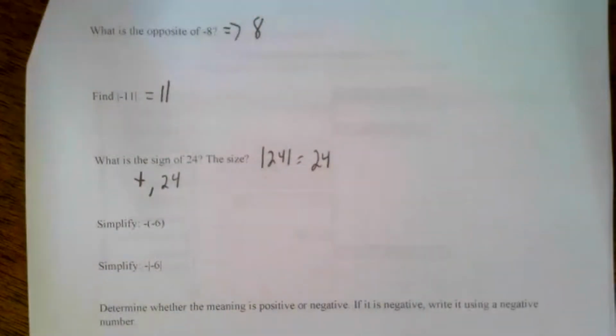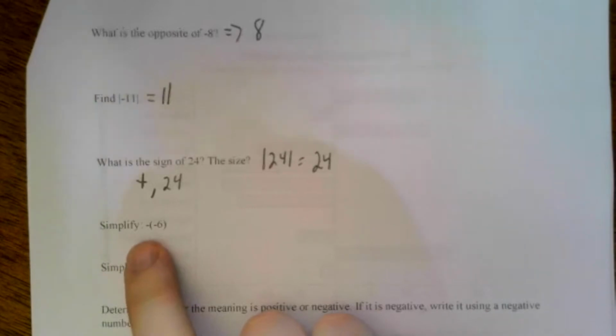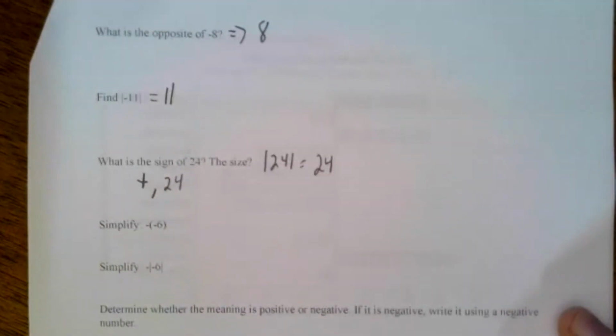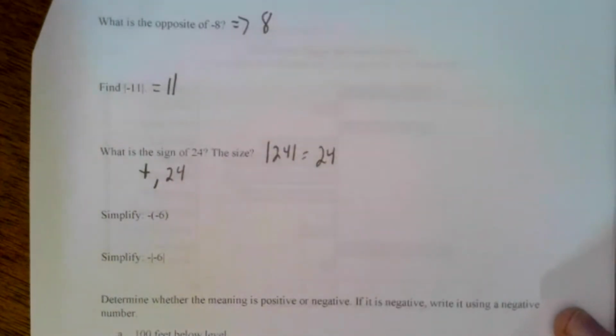All right. Let's look at the next one. The next one says simplify this. So it's the negative of a negative 6. Does anybody know how to find the negative of a negative?